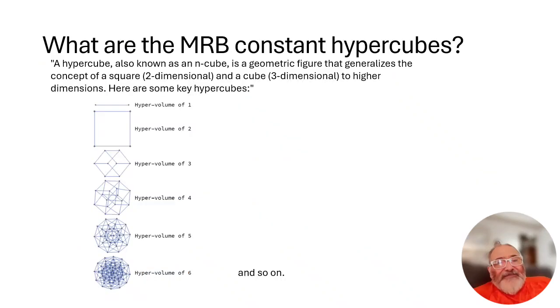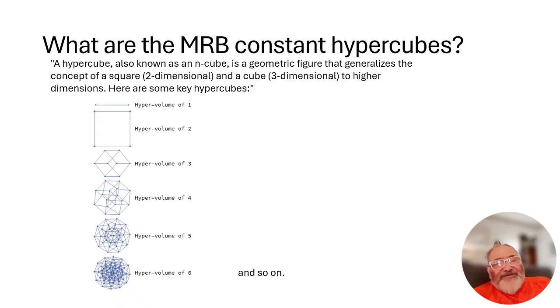Geometrically speaking, what are the MRB constant hypercubes? A hypercube, also known as an n-cube, where n is the number of dimensions, is a geometric figure that generalizes the concept of a square from 2 dimensions or a cube from 3 dimensions to a higher n dimension. Here are some key hypercubes.